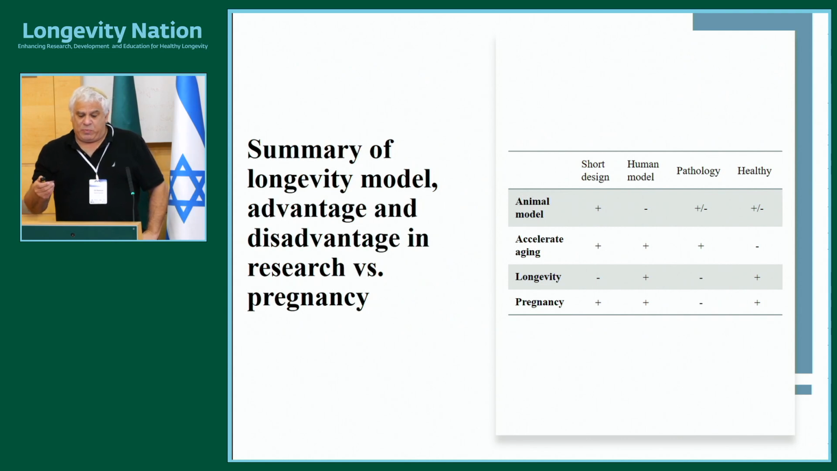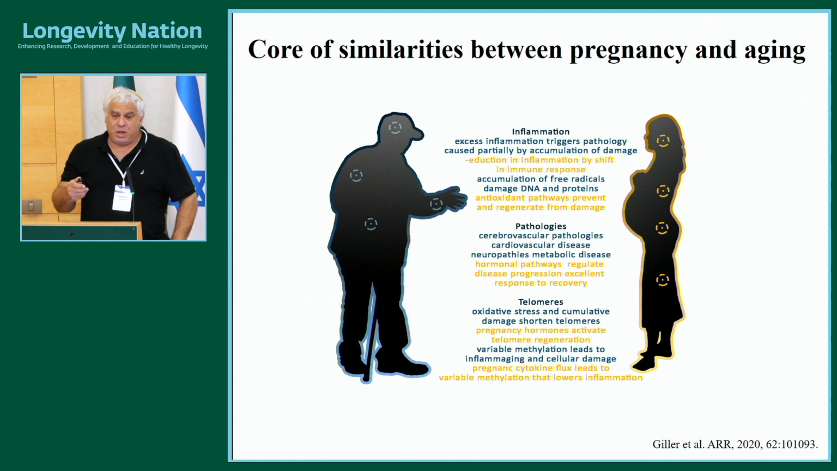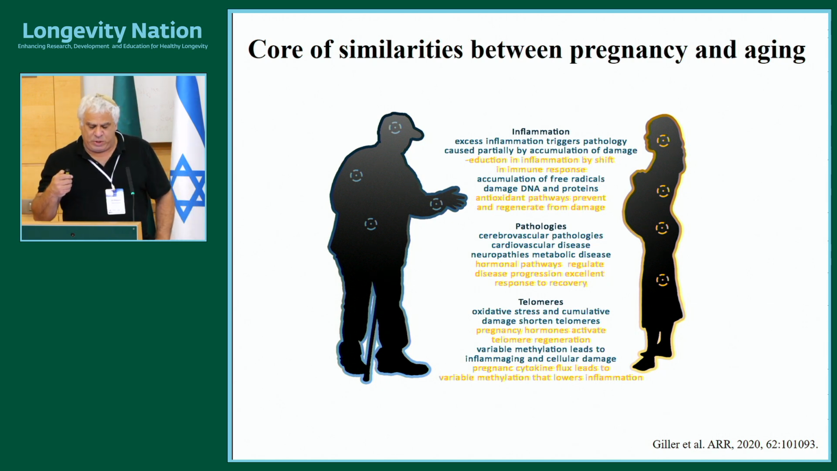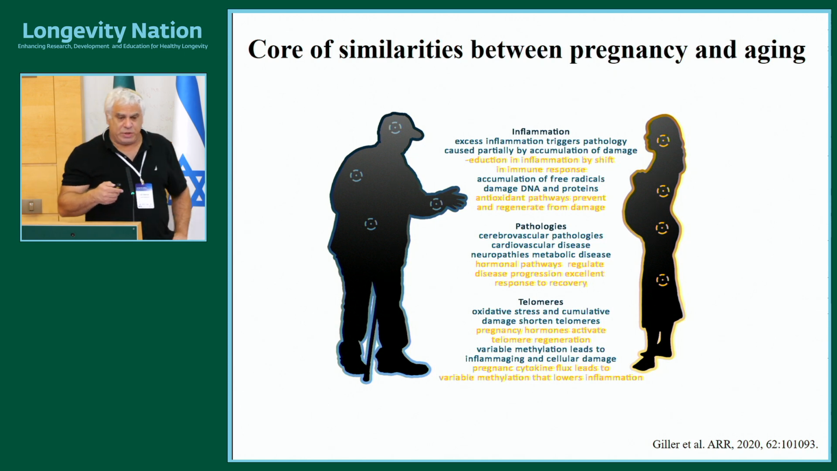So as I said, pregnancy is a short design, it's only 9 months. It's a healthy human model, and every woman will agree with me that it's a healthy state. It's not pathological. Just to give you a core of similarities between pregnancy and aging, and there are a lot more: we're talking about inflammation, we're talking about accumulation of free radical damage to DNA and protein. We talked about pathology and telomeres, which can be a biological marker for aging. And we published it in Aging Research.